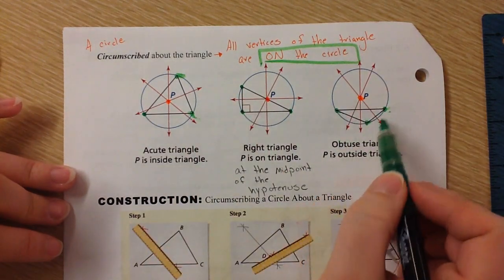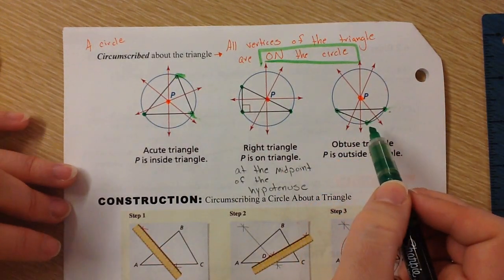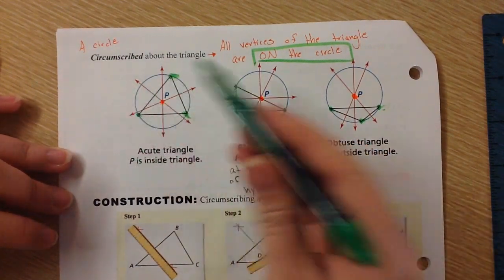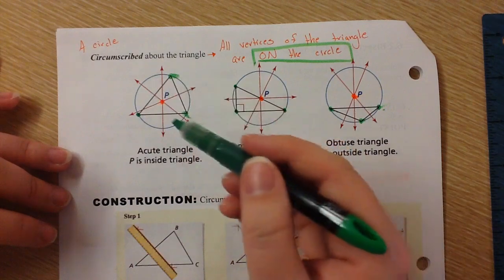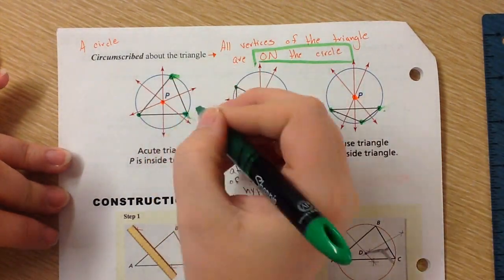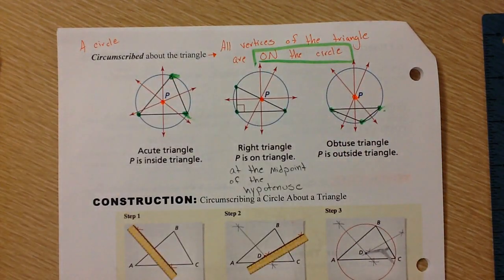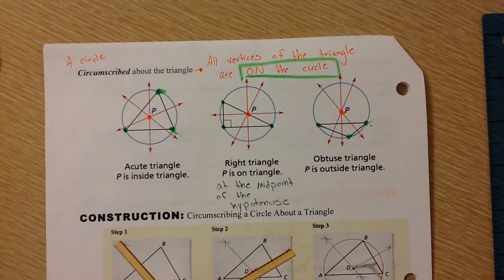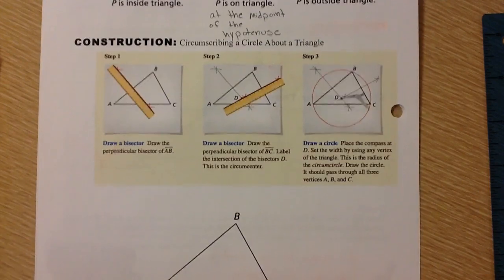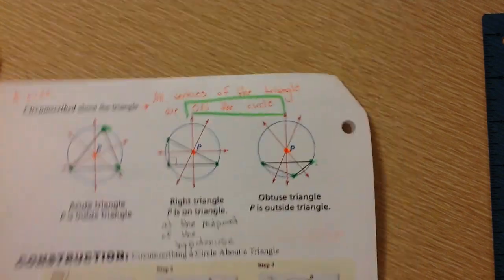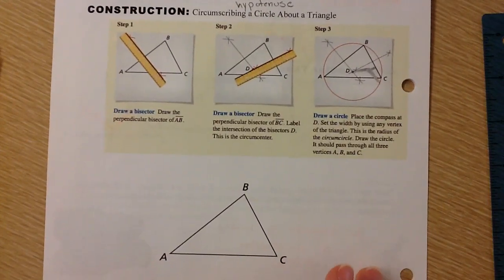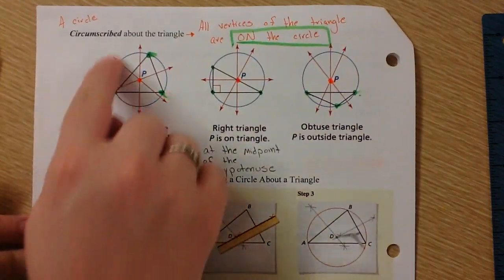You could circumscribe about a triangle, you could also circumscribe around a square or a pentagon or any number of sides, but all those vertices have to be on the circle. Okay. All right, and so now we have a construction we're going to do. We're going to be circumscribing a circle about a triangle. So basically, I'm going to draw a circle around this triangle here.